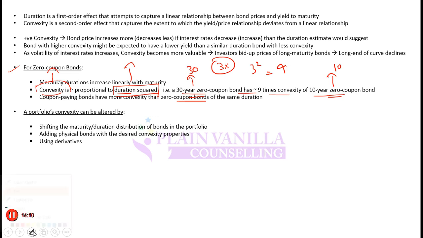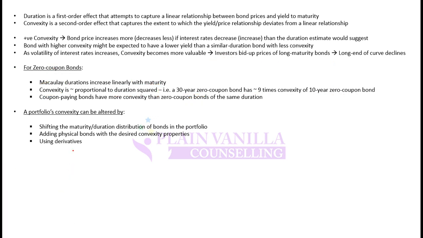Because in coupon paying bonds you are exposed to more risk, since you are receiving coupons that are being reinvested, and any change in interest rate would impact those reinvestment returns as well. A portfolio's convexity can be altered by shifting the maturity or duration distribution of bonds in the portfolio. So how do you change convexity? You can change convexity by shifting maturity or duration distribution.